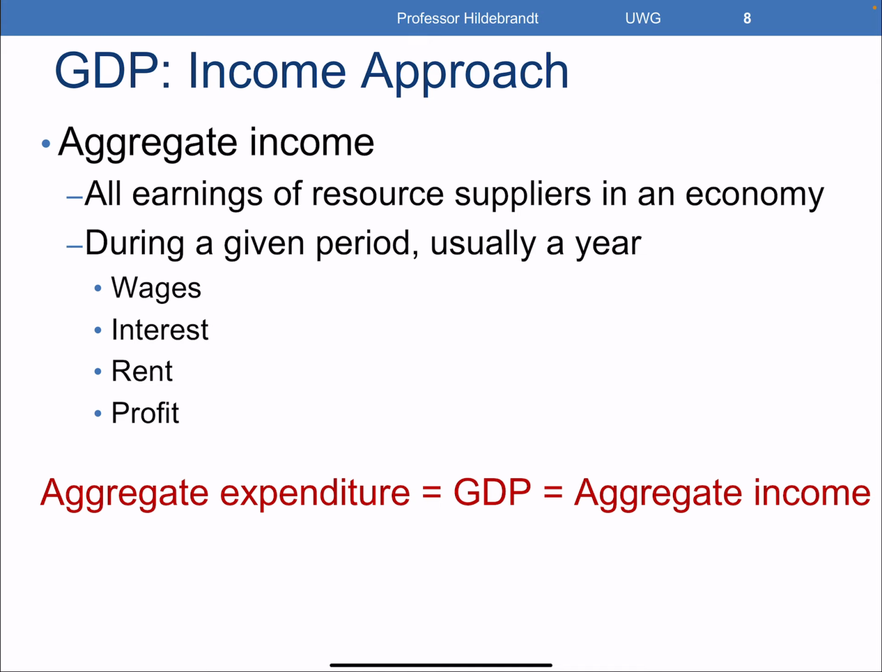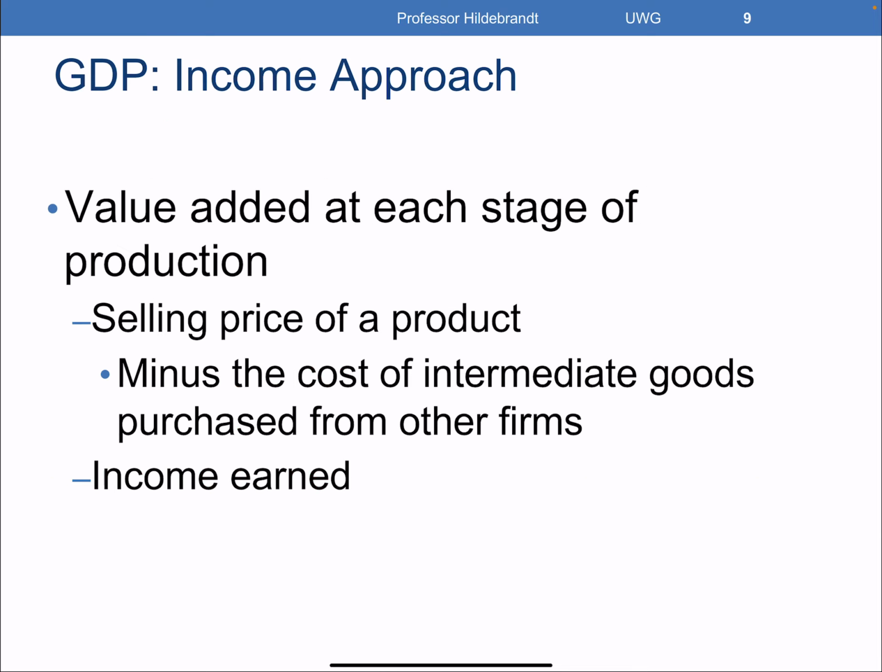Okay, so our second approach to GDP is called the income approach. And here we're just adding up all earnings of our resource suppliers. So we talked about different types of earnings in chapter 1. These coordinate with different resource types. I'm not going to go through those again, but you can look back at chapter 1. And again, because one person's spending, expenditure, equals another person's income, these both will give us GDP.